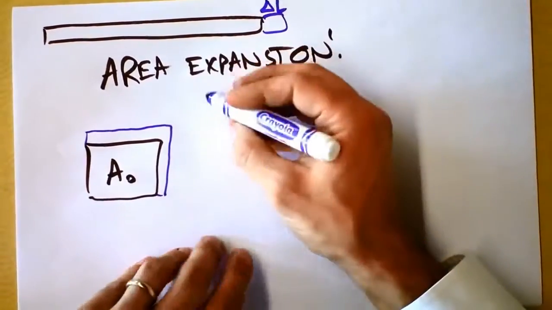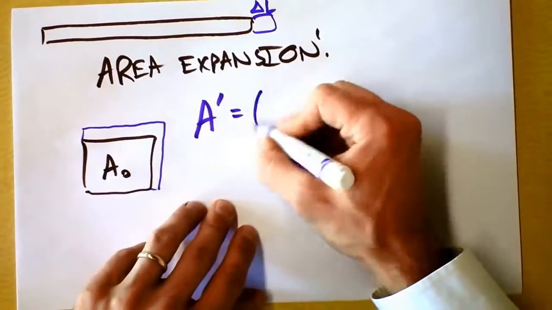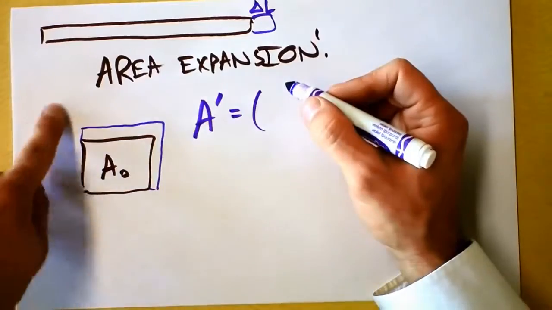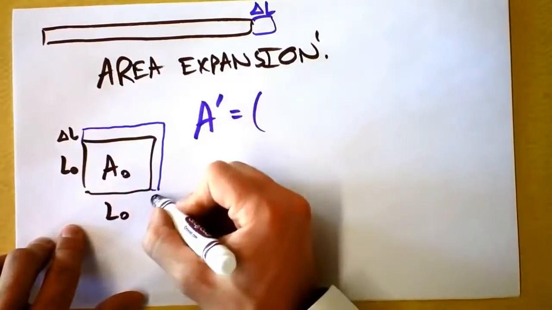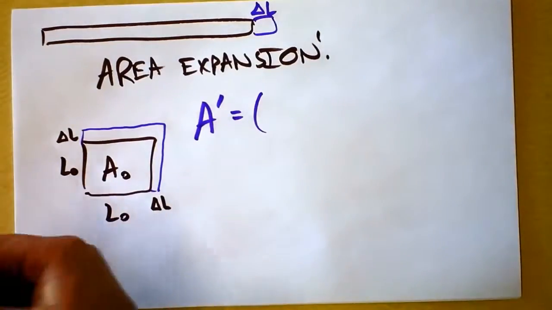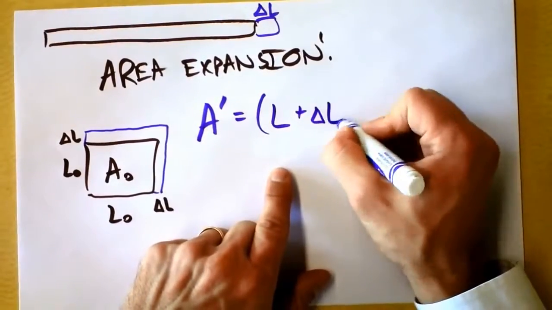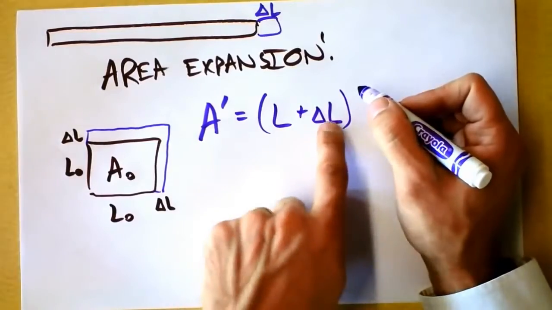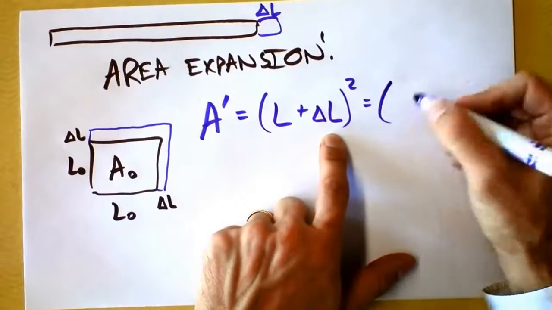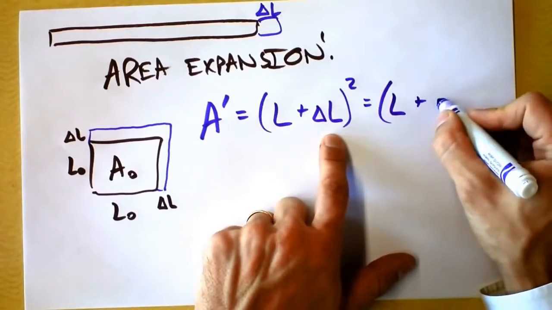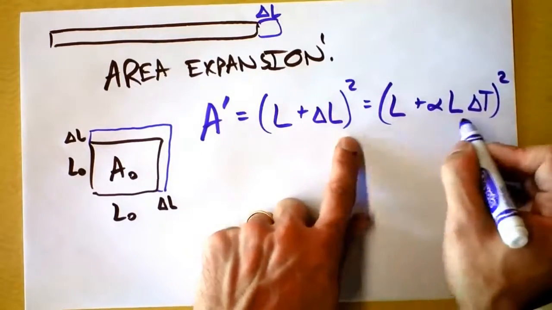So I'm going to say that area prime, that's my new area, is, well, each dimension, this dimension and that dimension. Here we've got L0 and L0, and here we've got delta L, and here we've got delta L. Each dimension is expanding by the equation L plus delta L. That's the new length, and an expansion is the delta L right there, and I need to square it, and this is equal to, well, let's go crazy with this. This is L plus alpha times L times delta T, square, just the same as it was before.